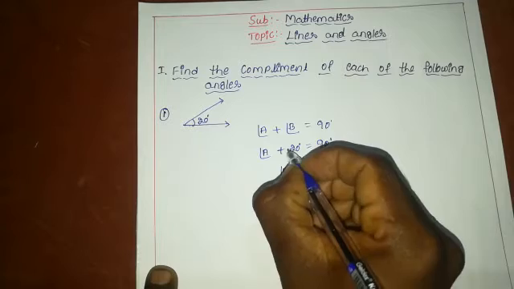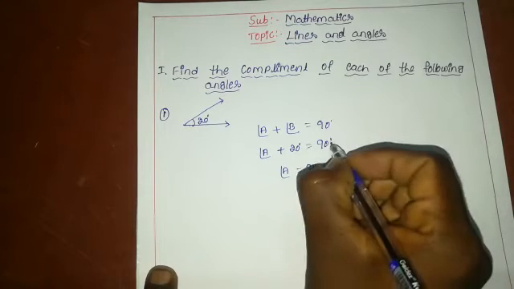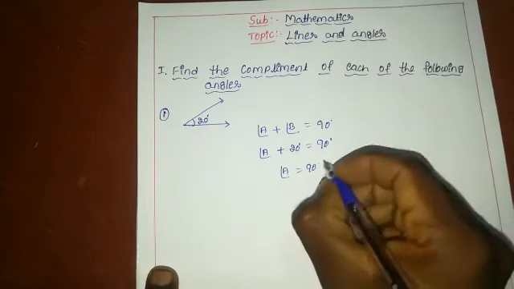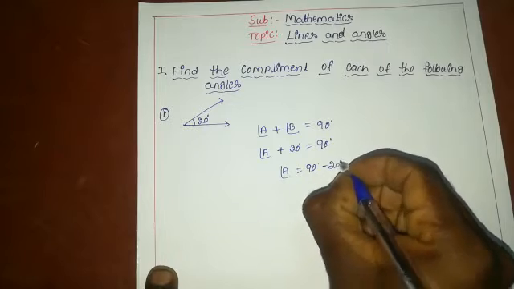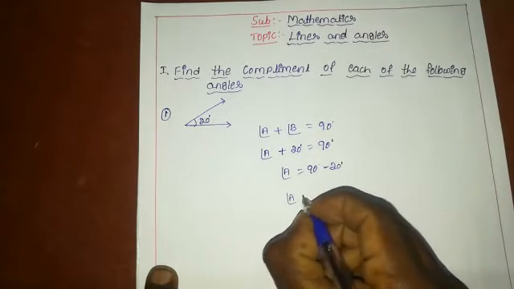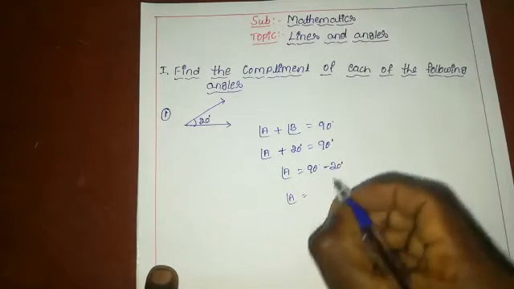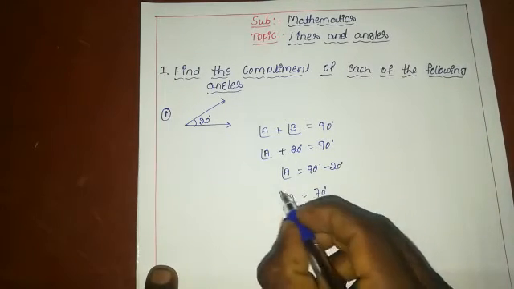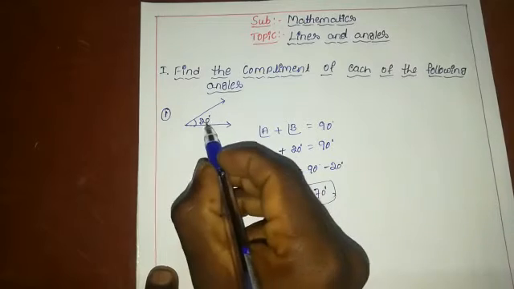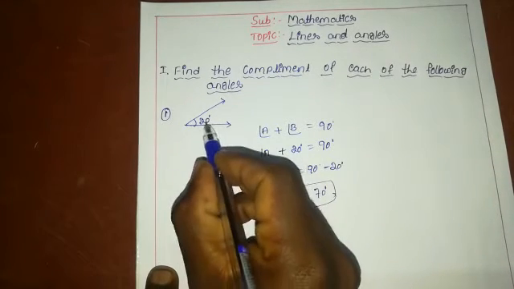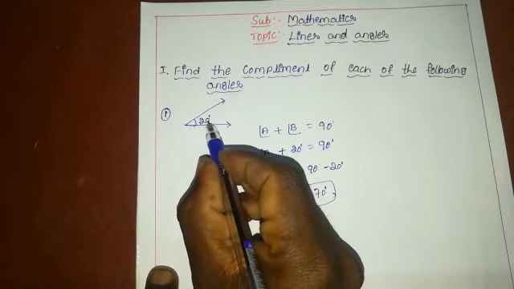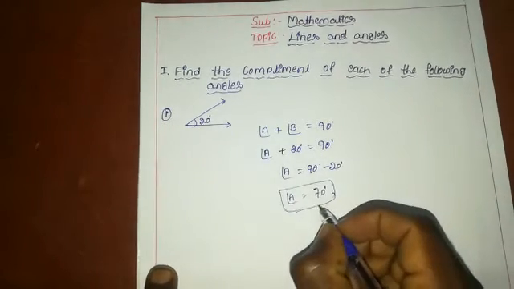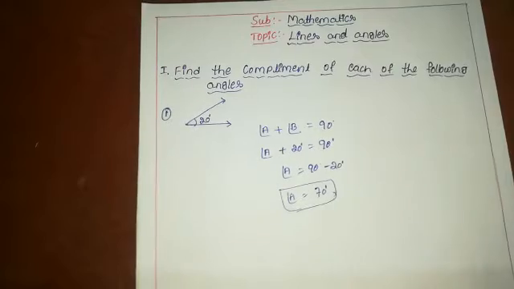When we shift this to the right side of the equals sign, it becomes a minus, which means minus 20. Now we subtract 20 from 90, and we get 70 degrees. The complement angle for this angle is 70 degrees. When we add 70 degrees to this angle, it becomes a complement. We found the complement angle.